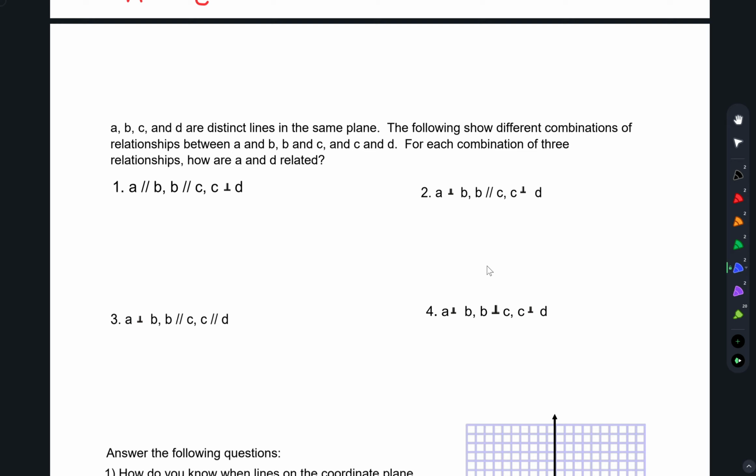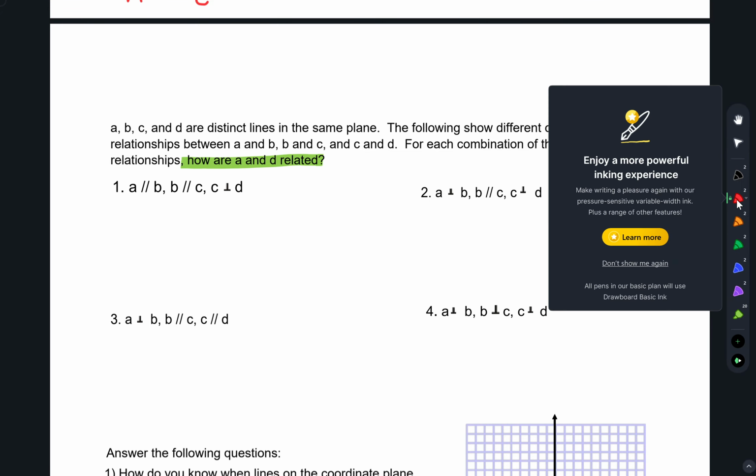It says A, B, C, and D are distinct lines in the same plane. We're being told about the relationships between A and B and C and D. We are trying to figure out for each of these universes of lines, how are A and D related? Guess what? Your answer is either going to be that they are parallel or they are perpendicular. We have no other option. You kind of got a 50-50 shot here. What I'm going to do, I'm going to color code this just a little bit, is I'm going to take each piece of information that I have and draw it out, just like I did in those last ones.